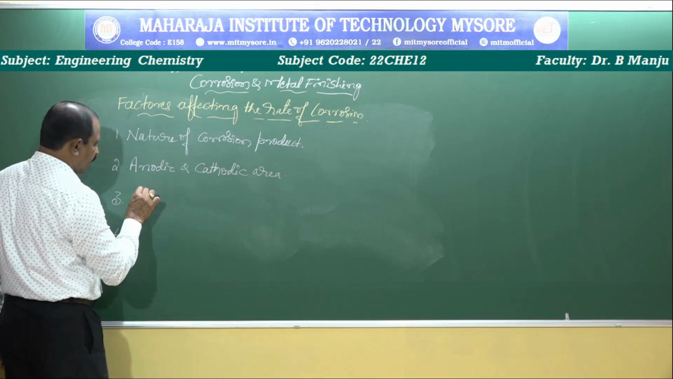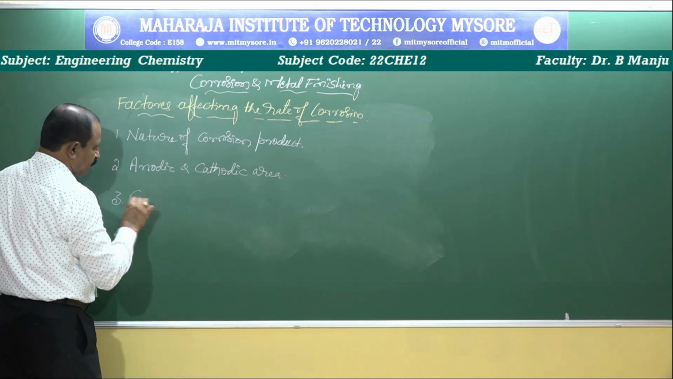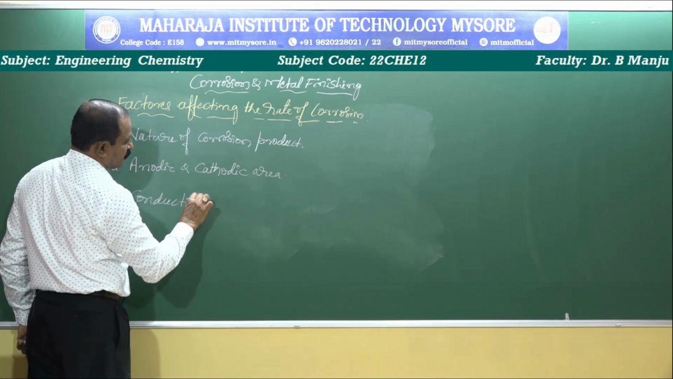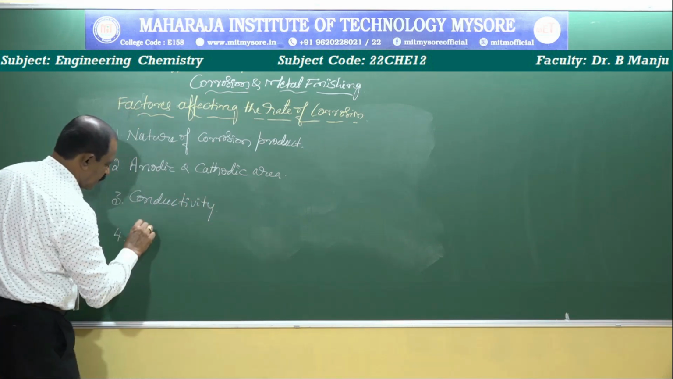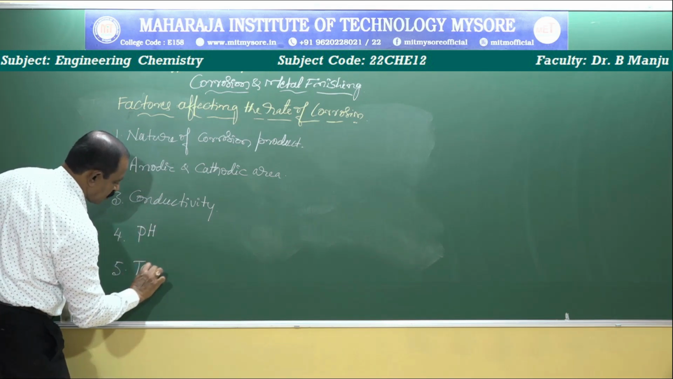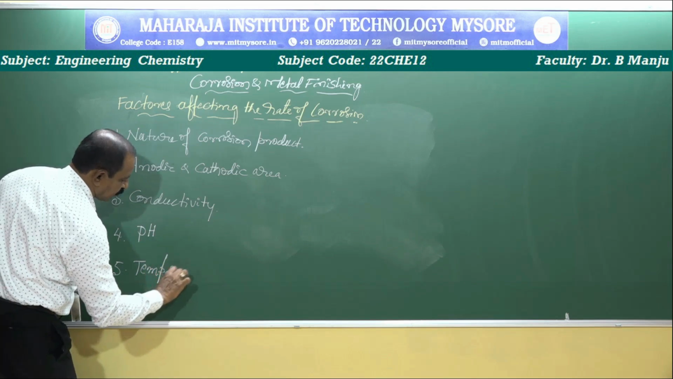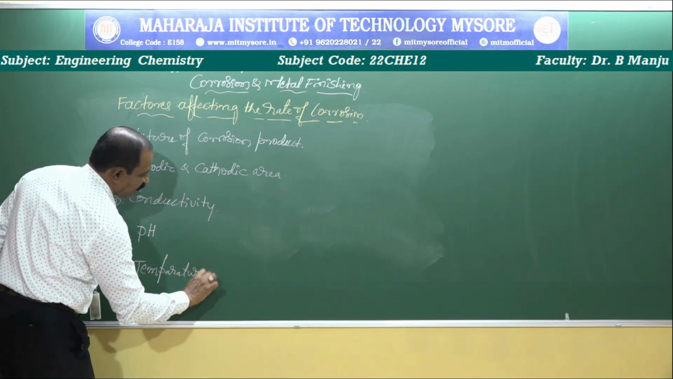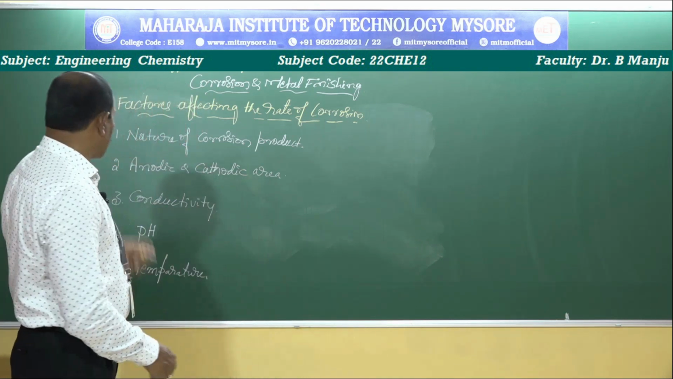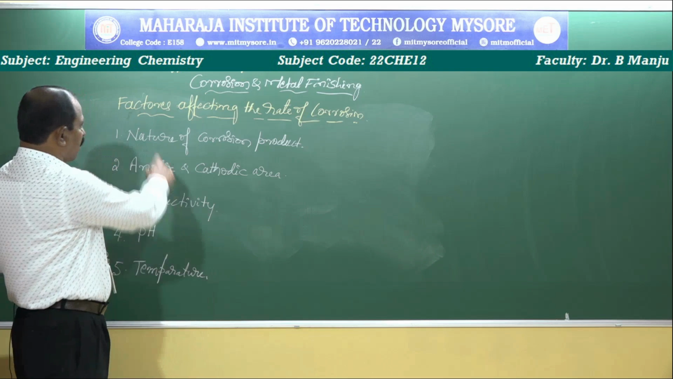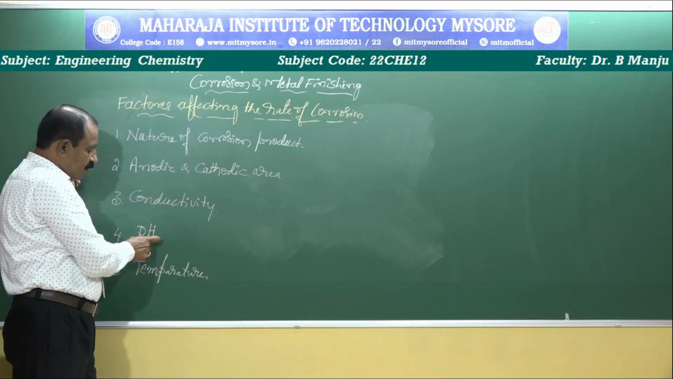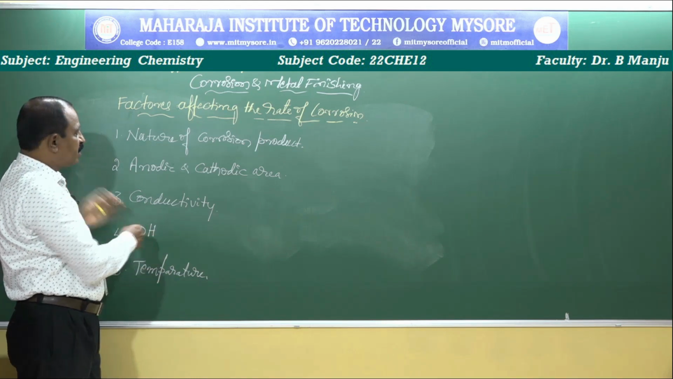And the third one is conductivity, then pH, then temperature. Now these are all the 5 important variable factors that influence the rate of corrosion: nature of corrosion product, anodic and cathodic area, conductivity, pH, temperature. Now let us take one by one.